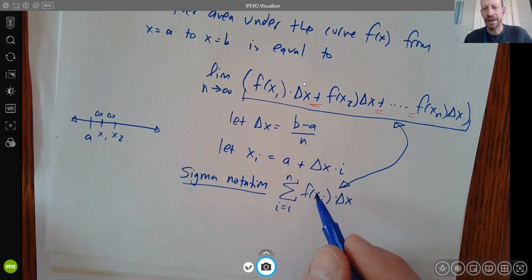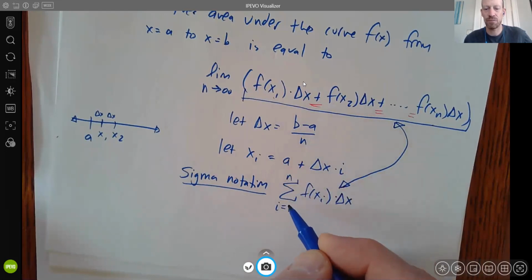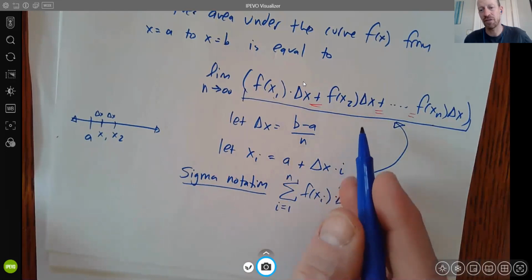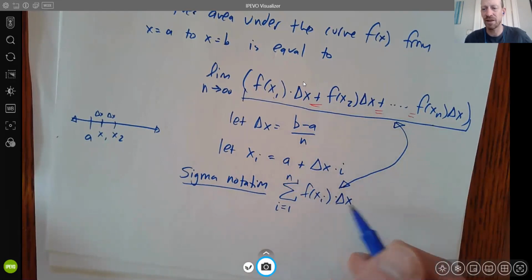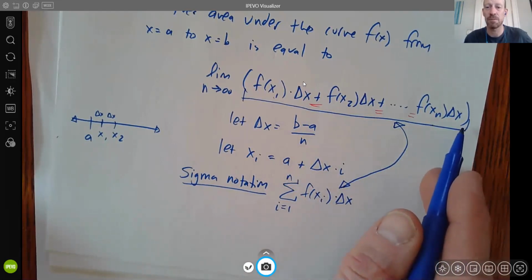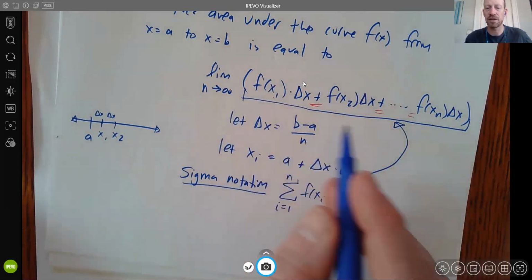When i equals 1, I get f of x sub 1 times delta x. And then I'm going to add to that when i equals 2. When i equals 2, I have exactly this term. And it's going to go all the way up to n, the last one, right? f of x sub n times delta x, and that's the last one there. So this is a way of writing this part of the information.